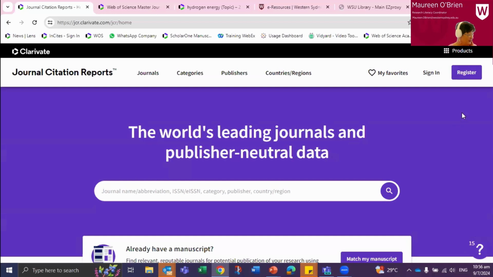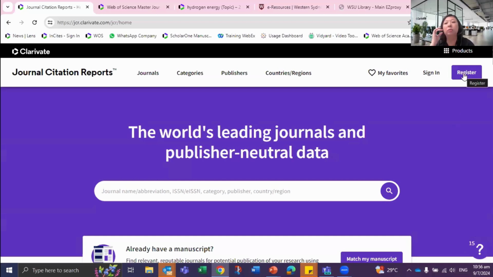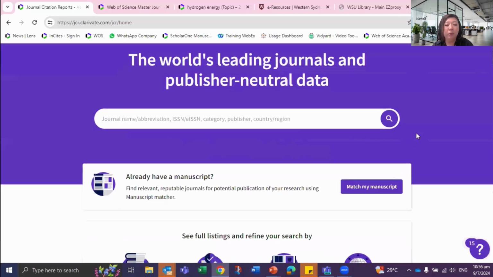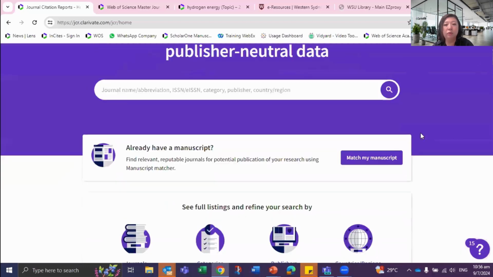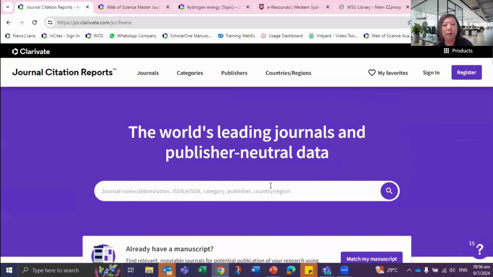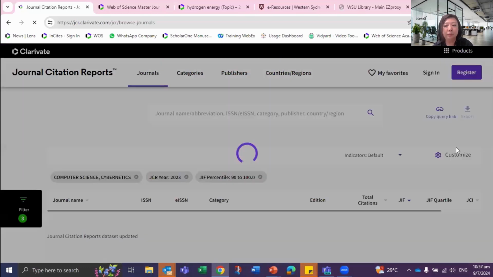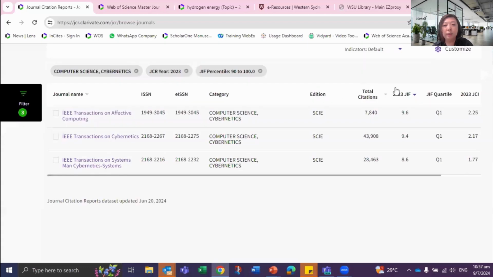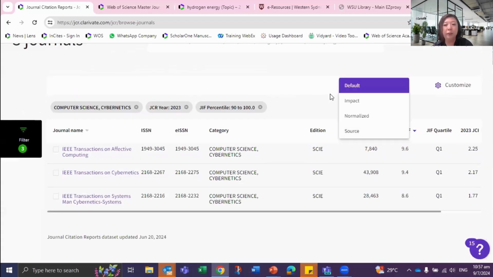Yes. Okay. So you can click on register to get your own access set up for JCR. If you have a Web of Science account already, you can use the same account. It should just link properly. Once you have your own login, you can actually set preferences, like set a favorites list of journals. You can also do a custom view of the metrics that were showing on the list of journals table right here, like this. So you can customize the view accordingly.